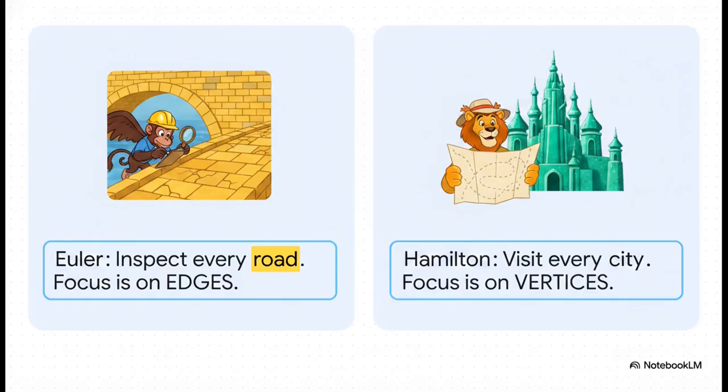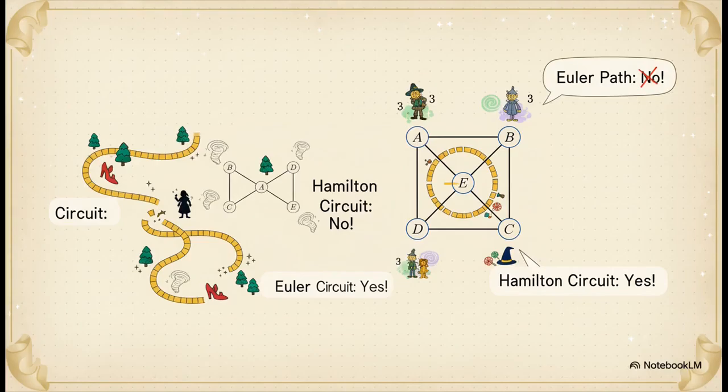Then on side 2, we have Hamilton. Imagine you're a tourist on a really tight schedule. Your job is to visit every city and stop at every station exactly once. Your focus is strictly on the vertices. This is such a fascinating contrast.